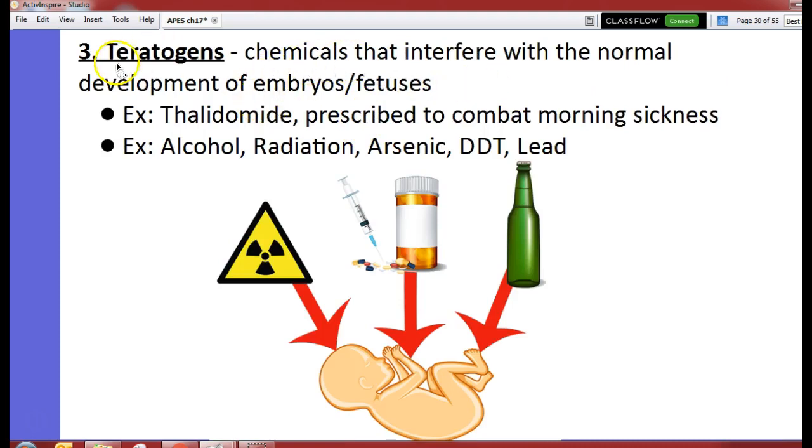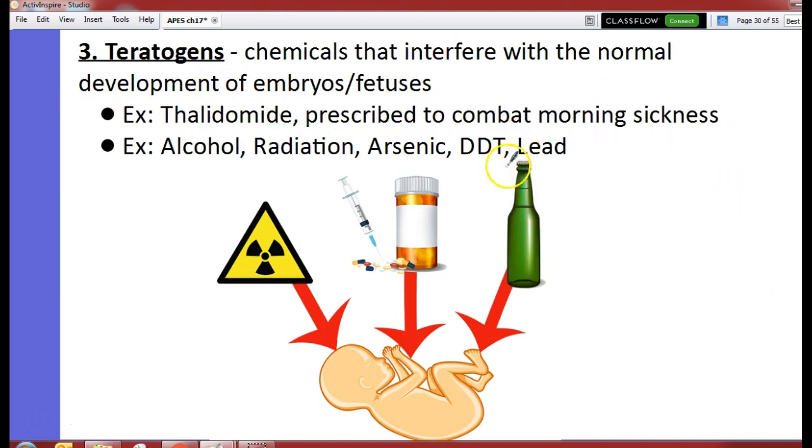All right, then we have teratogens. These interfere with development of embryos or fetuses, basically babies, when they're still in the womb. One drug was prescribed, or used to be prescribed, to make people feel better so that they didn't have morning sickness, but it actually led to tons and tons of birth defects.